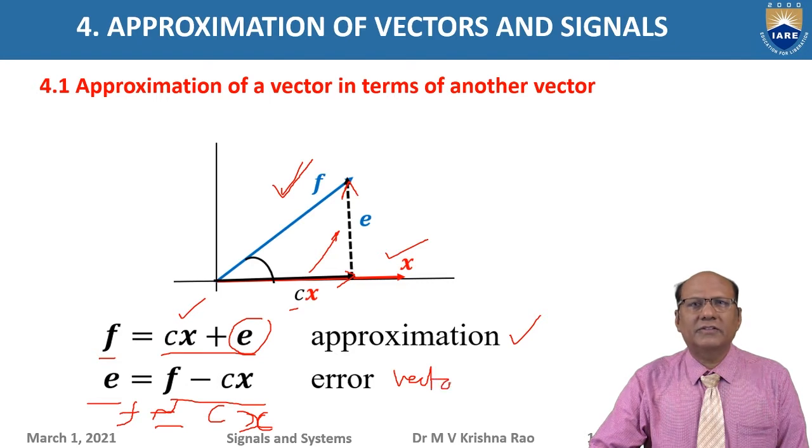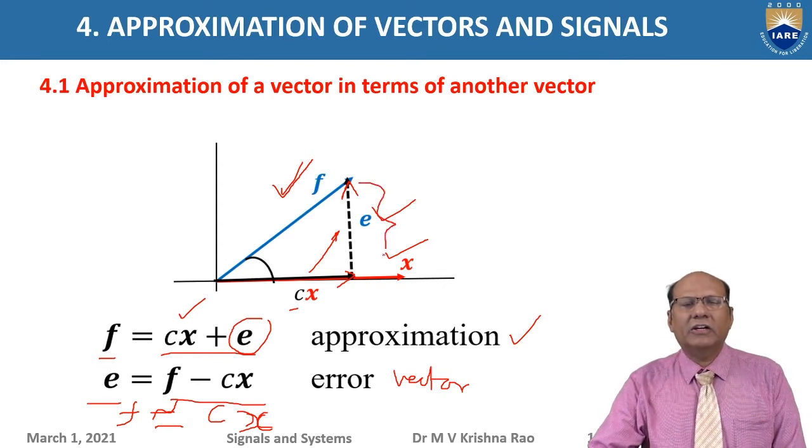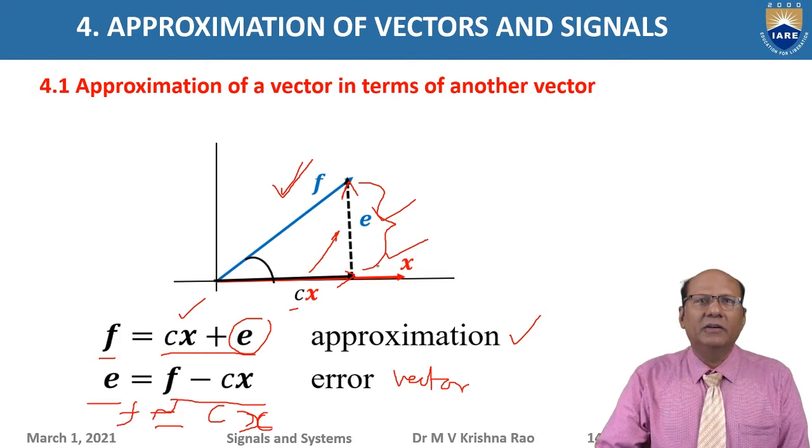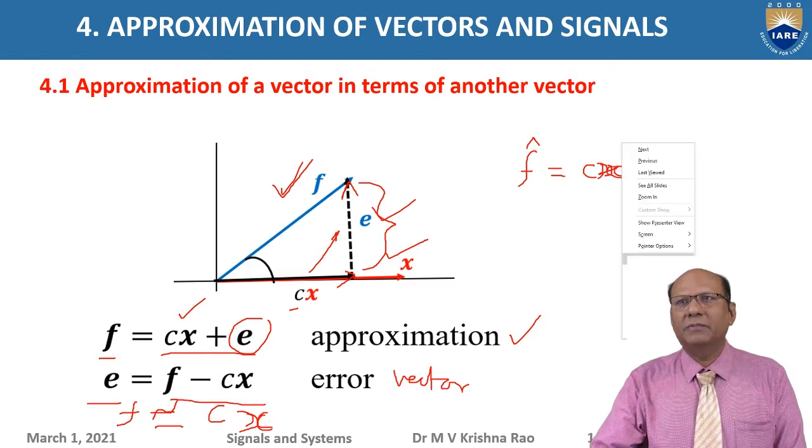This is also a vector, because see here, E is a vector. So there is this much difference, vectorially, between the two vectors. One is the original vector F, the other one is the approximation of F. I can also call it F cap, which I can call Cx. If I put F cap, automatically I am approximating.